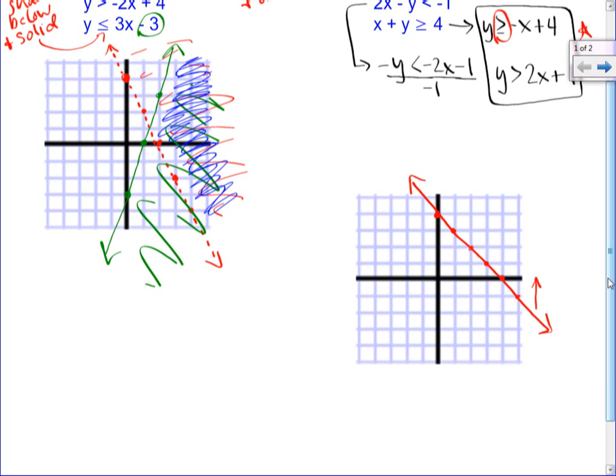And then if we use a different color for this one, we'll start at 1. And this one has a positive slope of up 2 over 1. Okay, is this one dashed or solid? Dotted, dashed line. Shade above or below? Above.